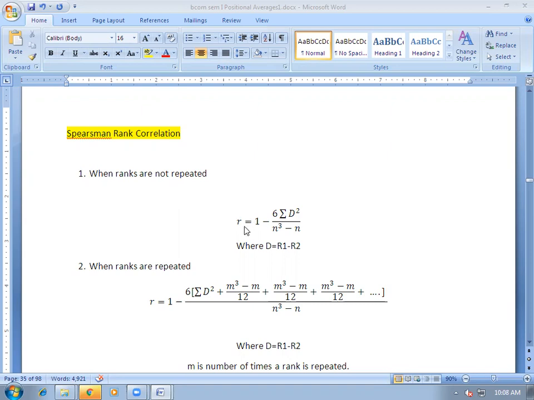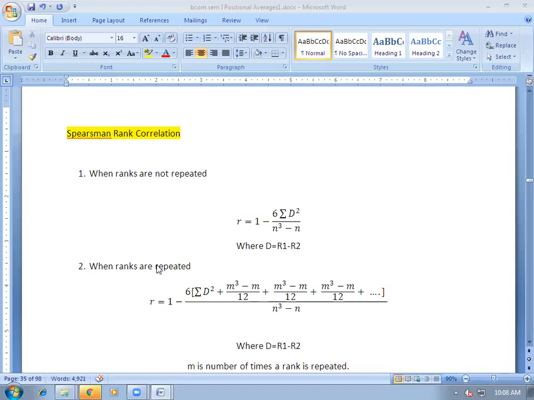When ranks are not repeated, our formula is R equals 1 minus 6 sigma d square over n cube minus n, where d is the difference between the ranks of the two series: ranks of the first series minus ranks of the second series.